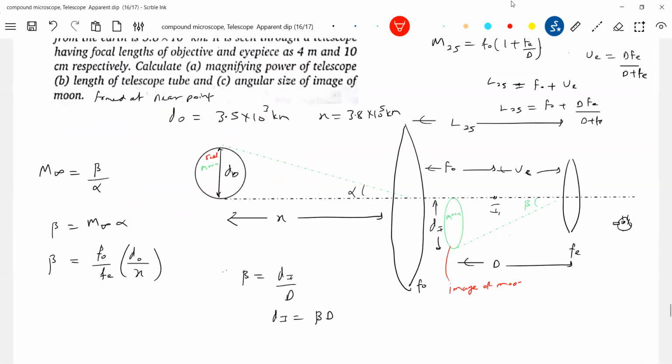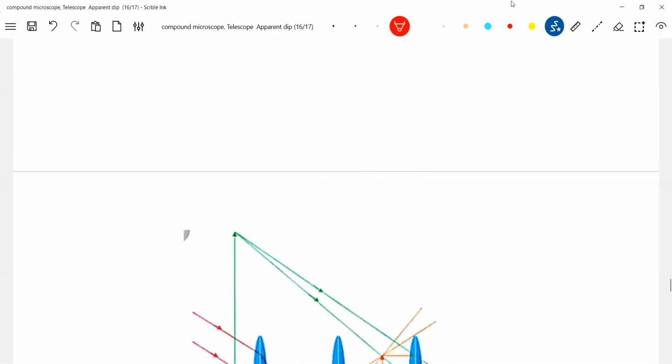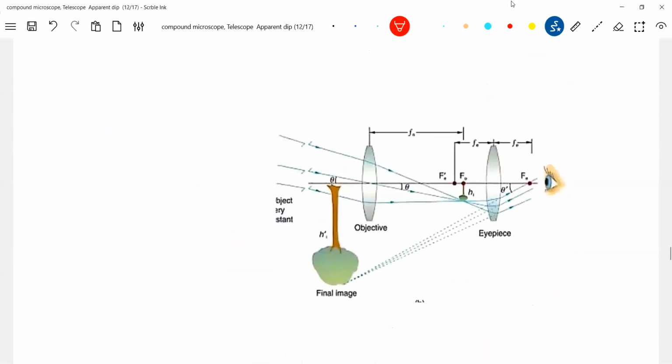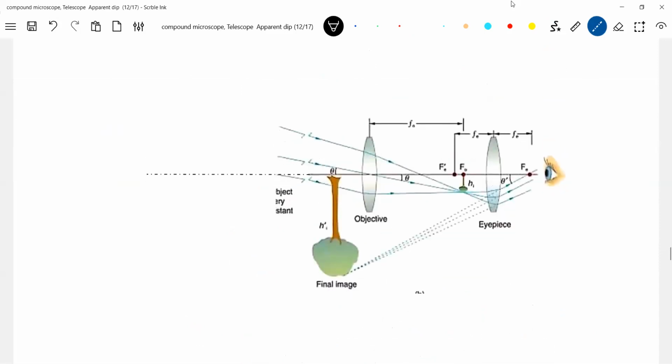I'll go for the terrestrial telescope now. And if you see the astronomical telescope, what is the problem? This is what we see here. Terrestrial telescope, a small topic, just diagram based, no calculation, no numerical, don't get scared. This is the final image. There is a tree that is far away.